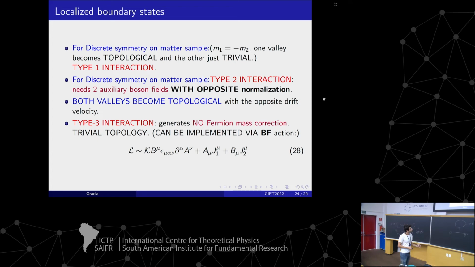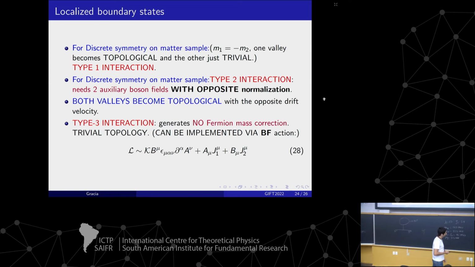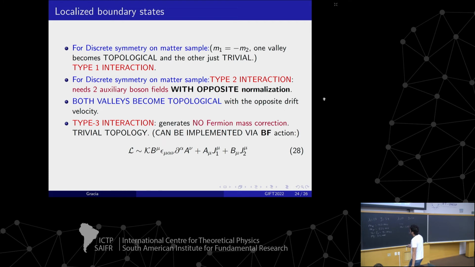If we use type 2 interaction, we need two auxiliary bosonic fields with opposite normalization. Then both valleys become topological with opposite drift velocity. In type 3 interaction, there is no fermion mass correction, at least in that one loop. And therefore, the valleys are topologically trivial. And this type 3 interaction can be described by means of a BF theory with this kind of coupling.